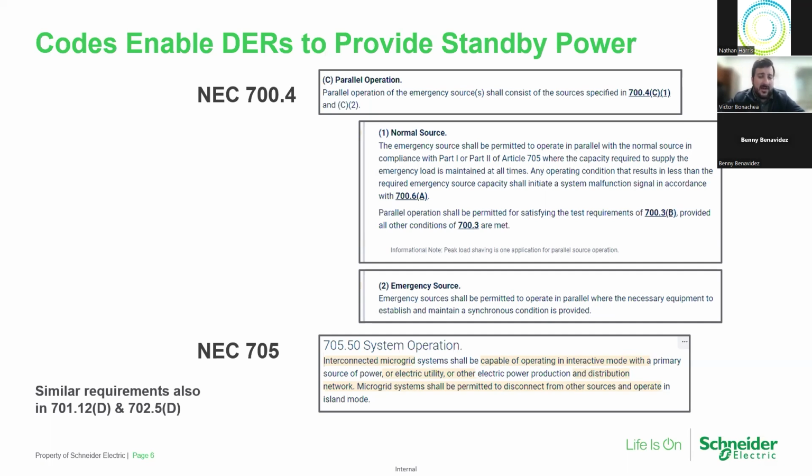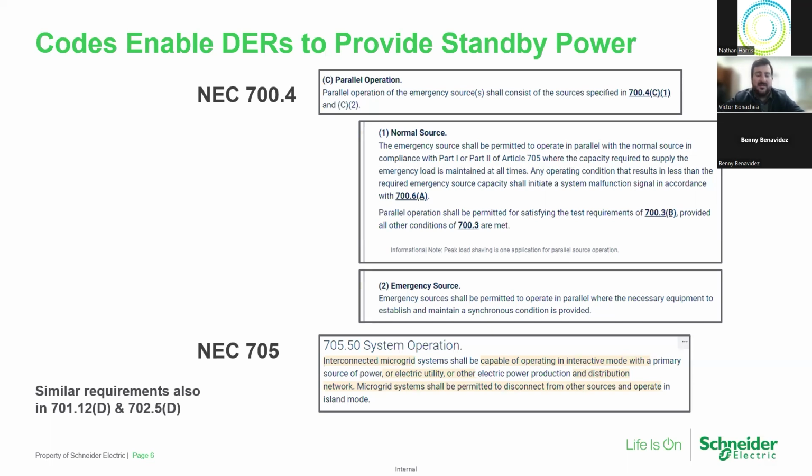And then 705 at the bottom here, interconnected microgrid systems shall be capable of operating in an interactive mode with a primary source of power. Again, it's another wording, but it's essentially saying the same thing that the last two pieces I covered are, which is it can run together with a normal source, which is run in synchronization with that source, which is what interactive mode really means, because it's interacting with the utility grid and producing power synchronized to that. Maybe even back selling, not just subsidizing your own energy costs.